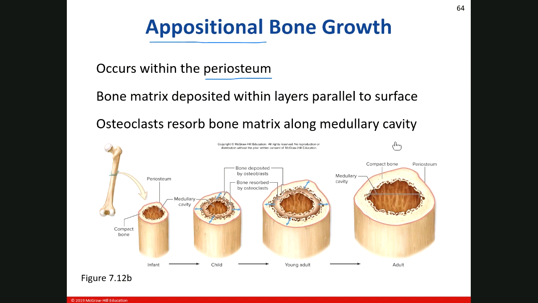You can think of it in a step-like fashion, like we're going to lay down 100 layers of bone on the outside here, and then the osteoclasts will resorb the old part. Then we'll lay down another 100 layers of bone out here, and then the endosteum will resorb the old bone on the inside. However you want to think of it.